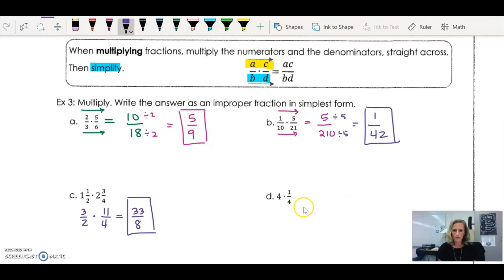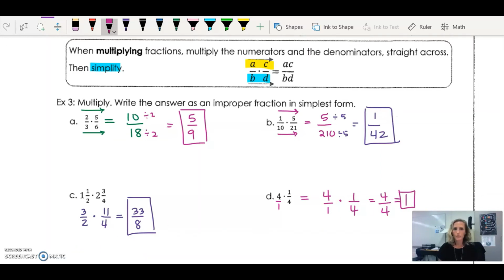And then last one, we have a 4 here, and this 4 has an understood denominator of 1. So the 4 is on the top, and the 1 is on the bottom. So we are multiplying 4 over 1 times 1 over 4. 4 times 1 is 4. 1 times 4 is also 4. 4 divided by 4 is 1. And that one's finished.